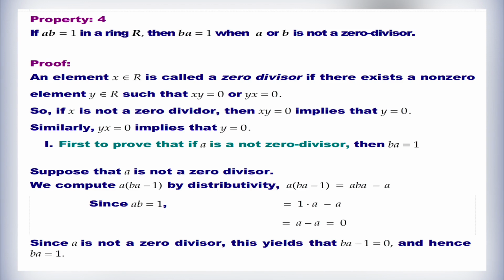First, to prove that if A is not a zero divisor, then BA equals 1. Suppose that A is not a zero divisor. We compute A times (BA minus 1) by distributivity. A times (BA minus 1) can be written as ABA minus A. Since AB equals 1, it is equal to 1 times A minus A, that is equal to A minus A equals 0. Since A is not a zero divisor, this yields that BA minus 1 equals 0, and hence BA equals 1.